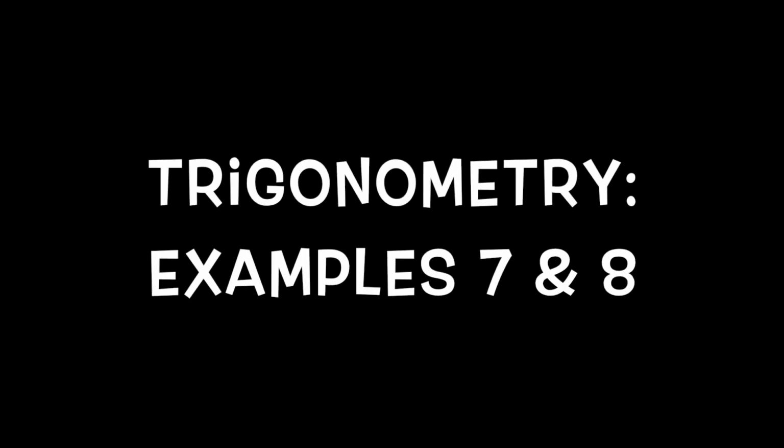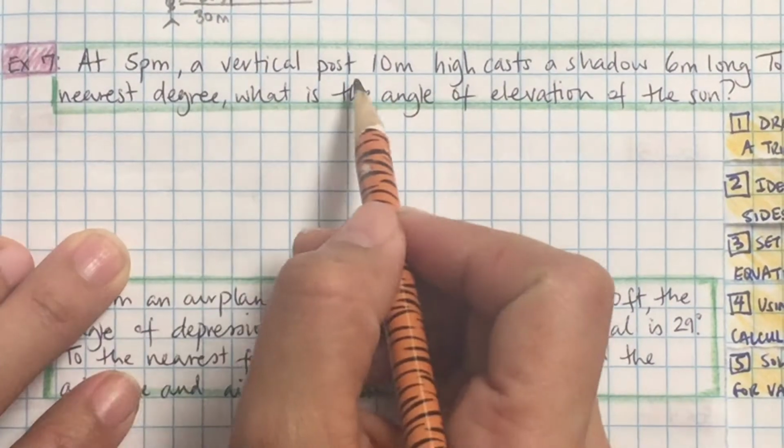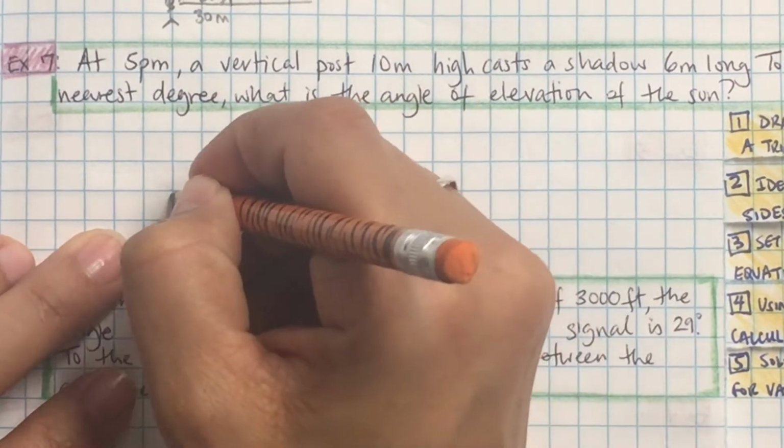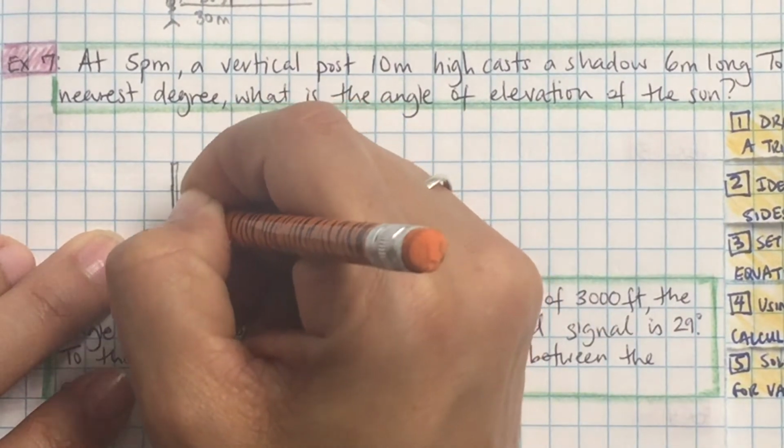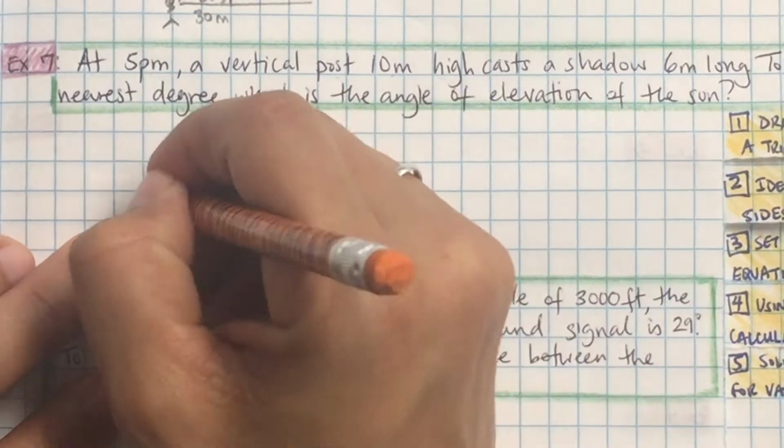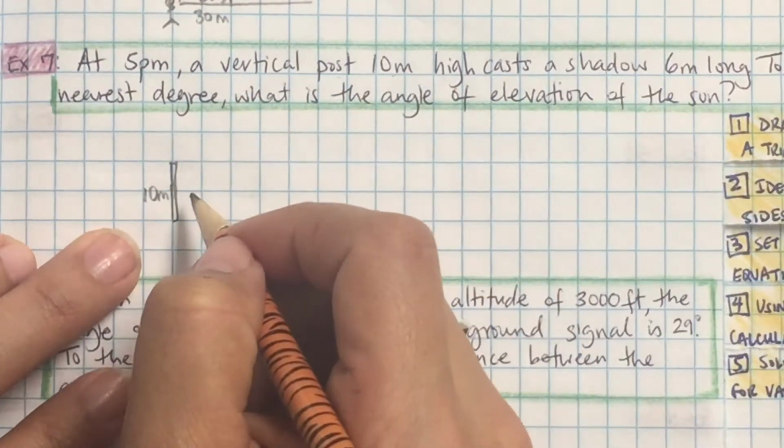Still continuing trigonometry. We're going to look at our last two examples, but all the way through. So example 7. At 5 p.m., a vertical post 10 meters high. A vertical post looks like that, 10 meters high, so 10 meters. Cast a shadow 6 meters long.